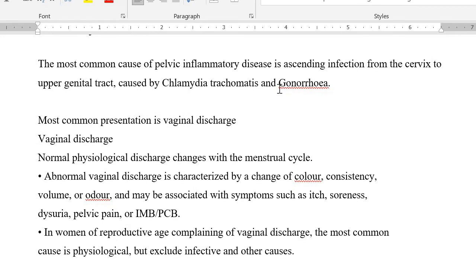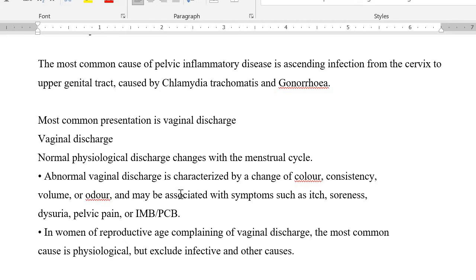So then, what is the most common presentation if your patient has PID? That is discharge. Pain is the second one. As you know, a woman can have normal physiological discharge, and it can change with the phase of the menstrual cycle, because in the estrogenic phase, in the first half of the cycle, the discharge is going to be very thin. But in the later half of the cycle, it is going to be very thick because of the progesterone.